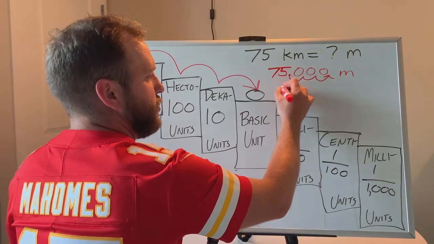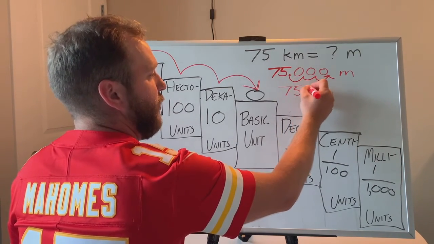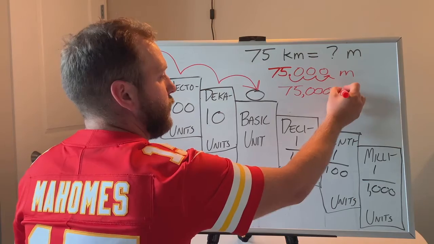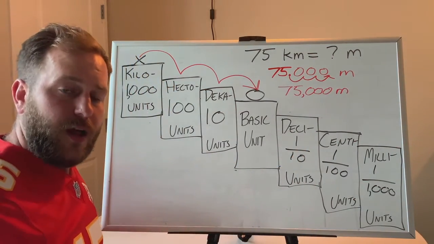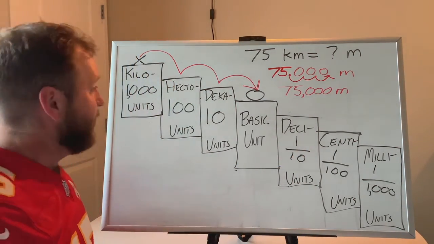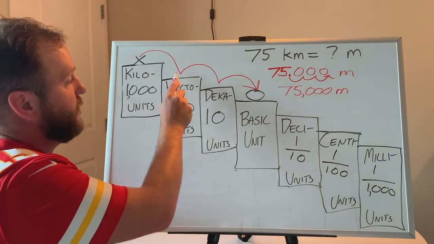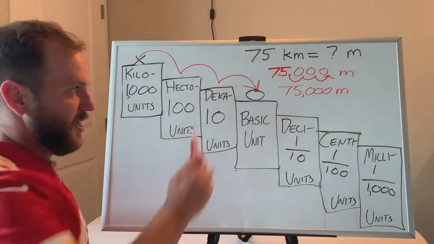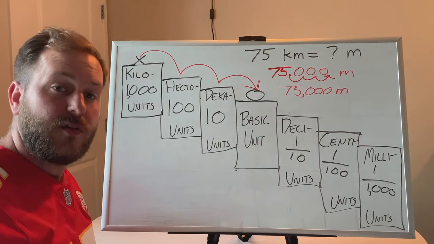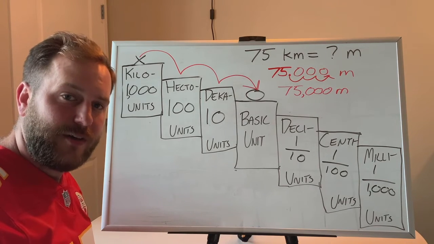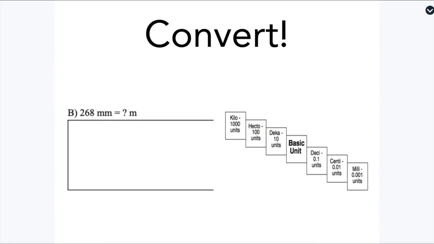So your answer becomes 75,000 meters. You could also multiply by the same number of tens: 75 times 10 times 10 times 10, which would be times 1,000, would also give you 75,000. All right, now problem B.